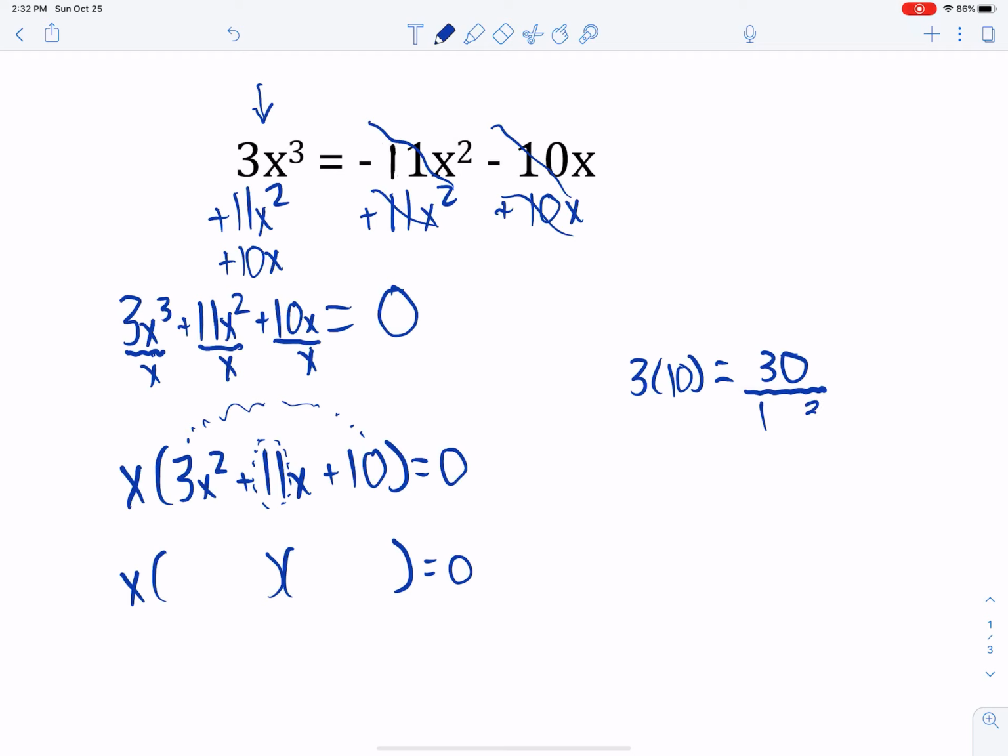So let's see, 1 times 30, that doesn't do it. 2 times 15, that doesn't do it. 3 times 10, that doesn't do it. 5 times 6, that does. They multiply to be 30 and add up to 11.